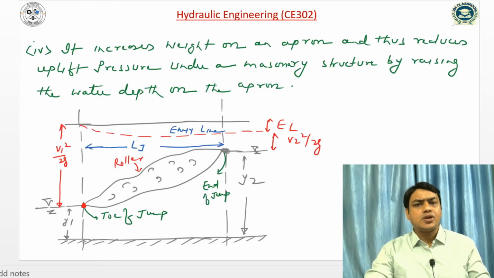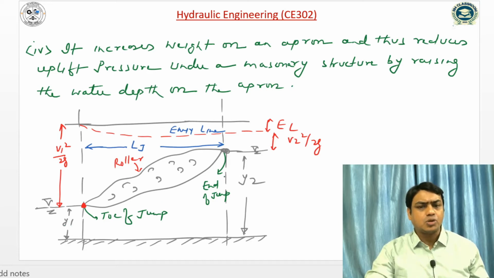It increases the weight on an apron and thus reduces uplift pressure under a masonry structure by raising the water depth on the apron. So due to the hydraulic jump, the weight on the apron will increase, and due to the increase in weight, the uplift pressure will reduce, and our hydraulic structure will be safe against uplift. Here we can see this is the pre-jump initial depth, and y1 and y2 are called sequent depths or conjugate depths.